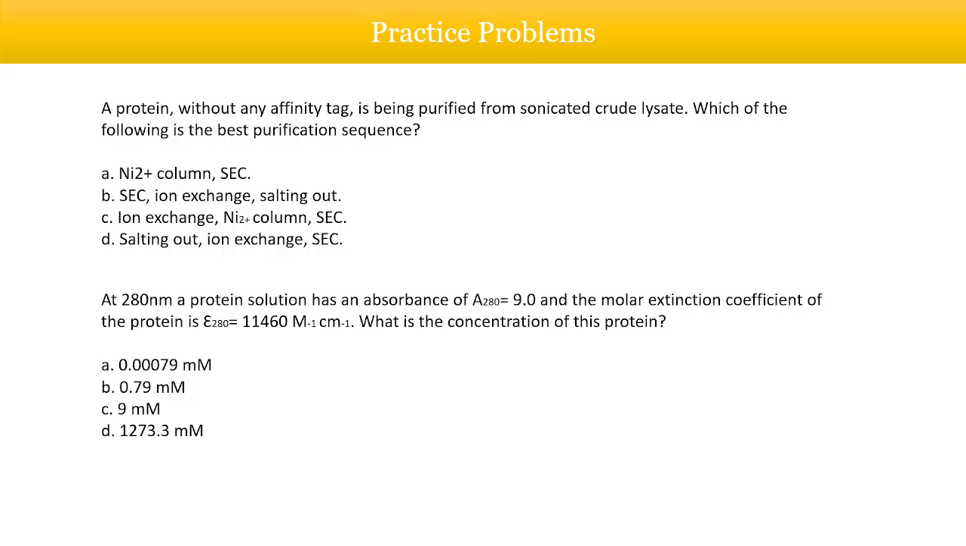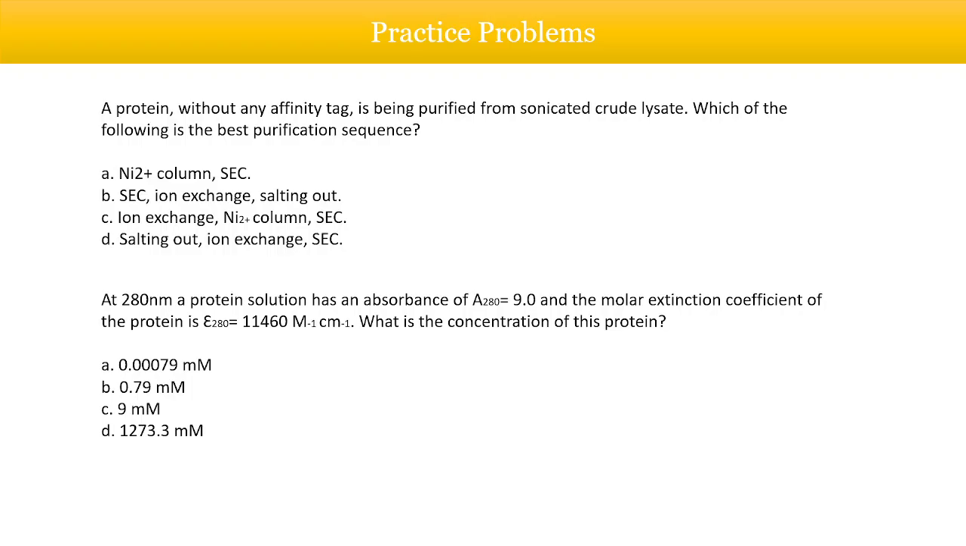I have got one answer. If you look, the protein does not have any affinity tag, so I cannot use any affinity column or affinity chromatography for doing it. So anyways, A and C are eliminated.